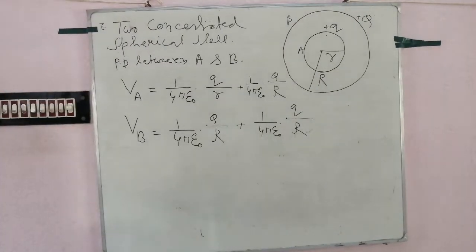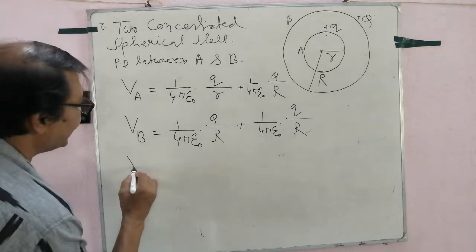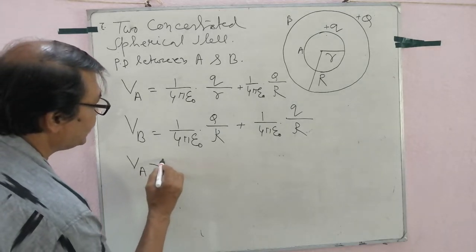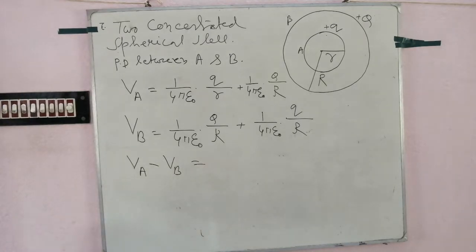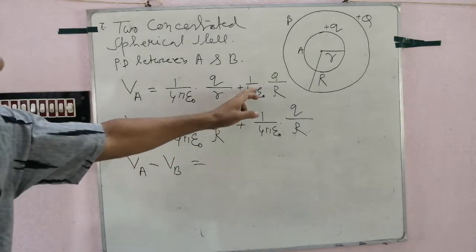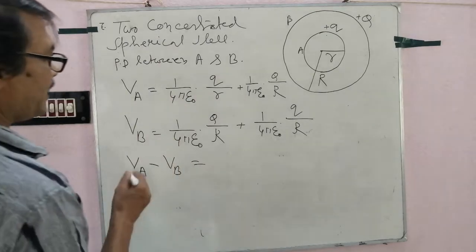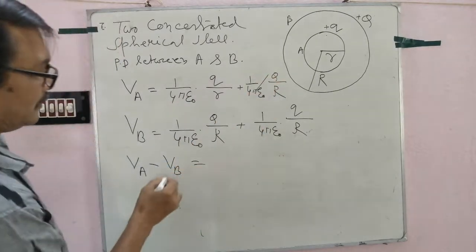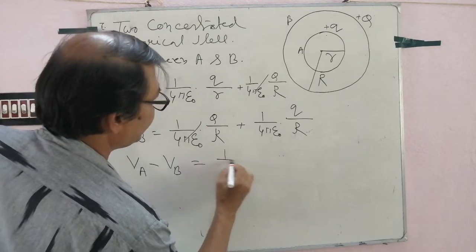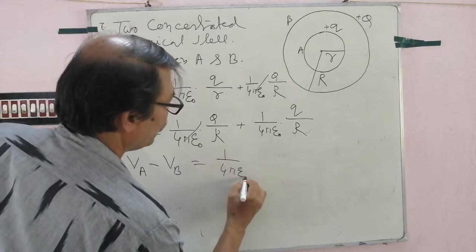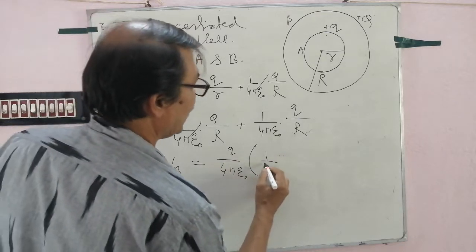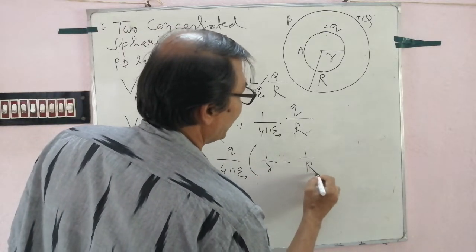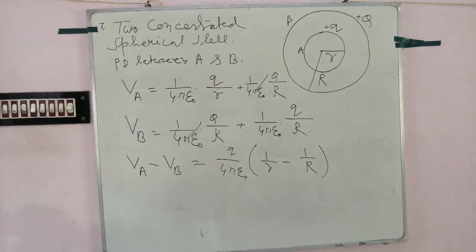If we take VA minus VB, we get the potential difference between the two shells. Follow this, the terms cancel. So the result will be 1 by 4 pi epsilon naught q into 1 by r minus 1 by R. Clear? Understand?